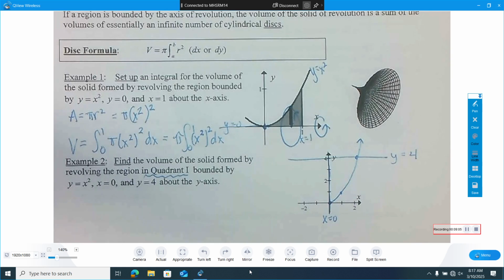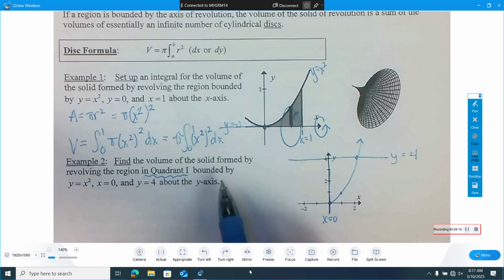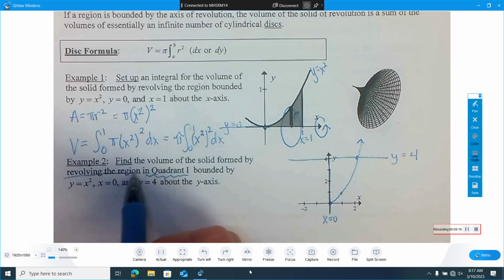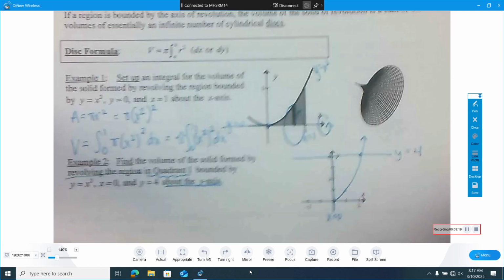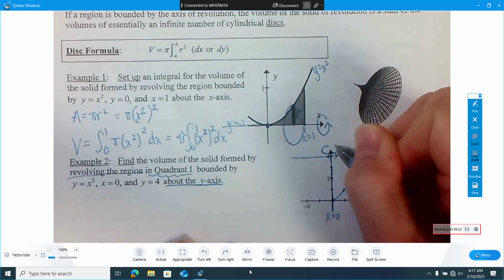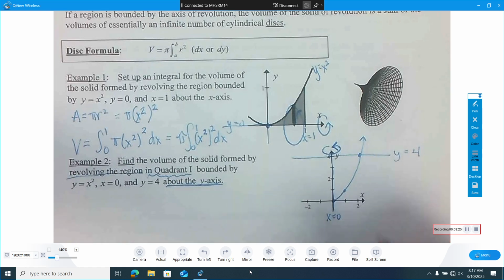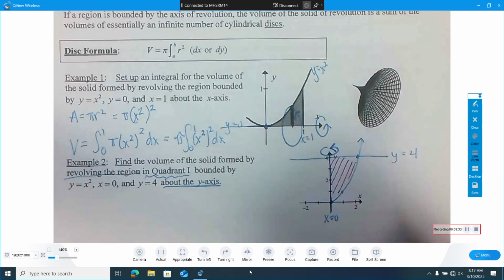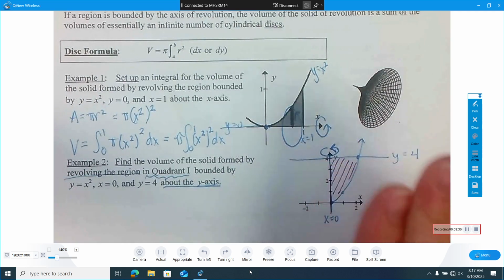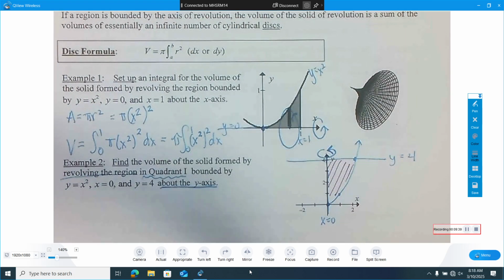So then the question is, we want to find the volume by revolving the region in quadrant 1 about the y-axis. So we're going to revolve around the y-axis here. So we're spinning this shape here in quadrant 1. We're going to take that shape and spin it all the way around that vertical axis. What does it create? What is that shape to you, if you were to spin it around the y-axis?